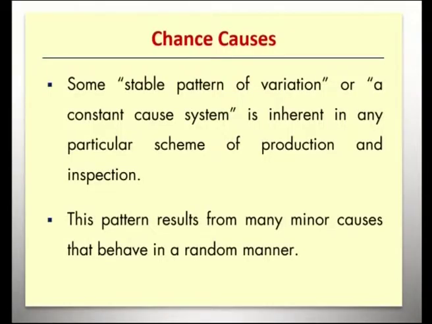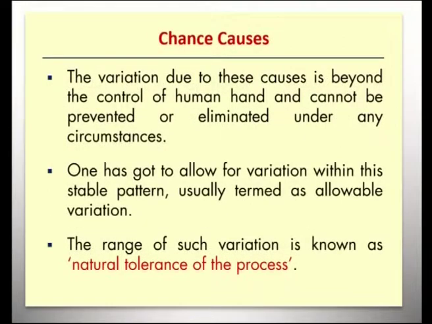First of all, chance causes. Some stable pattern of variation or a constant cause system, that is which is very standard, is called chance causes, inherent in any particular scheme of production and inspection. This pattern always results from many minor causes that behave in a completely randomized manner. The variation due to these causes is beyond the control of human hand and it cannot be prevented or eliminated under any circumstances. So, we have to go along with the quality, keeping in mind the chance causes.